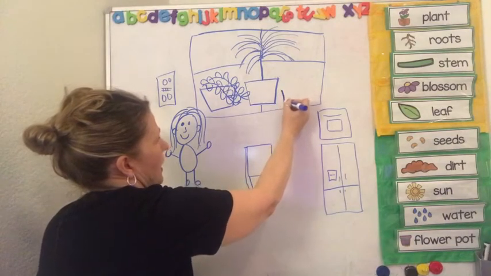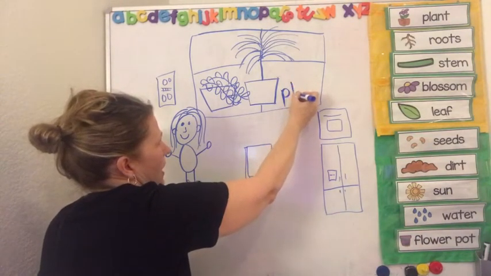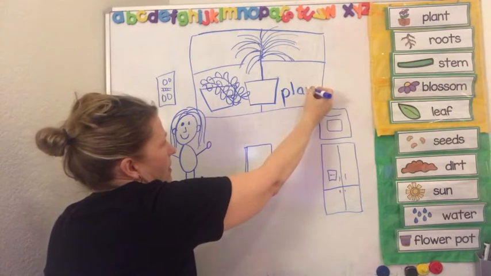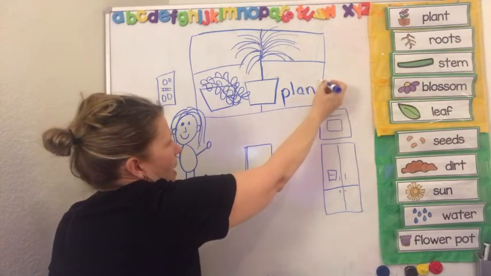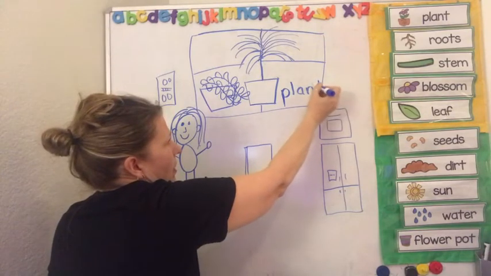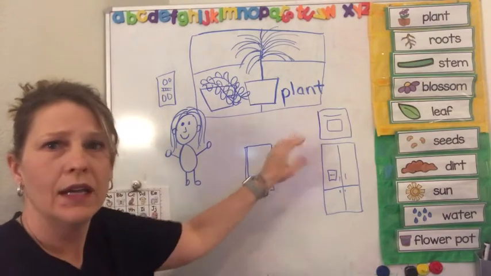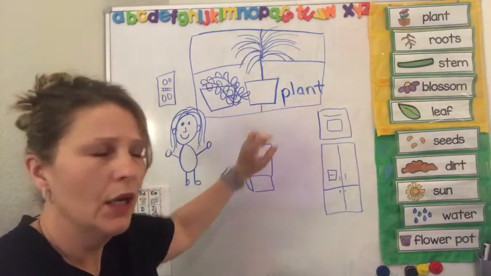P, I'm going to touch pull down, back up the track and circle around. L, touch pull down. A, I'm going to do a touch, curve around, up and back down. N, touch pull down, back up the track, hump over and down. And a T, touch pull down, back to the middle, touch, slide over. So there is the word plant. I've labeled my plant.